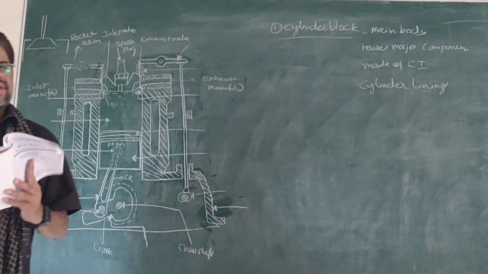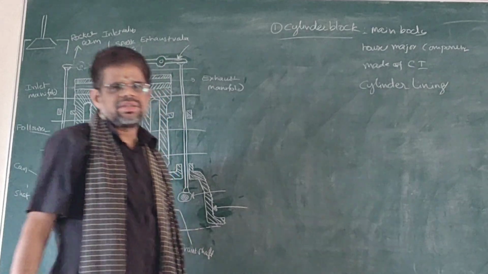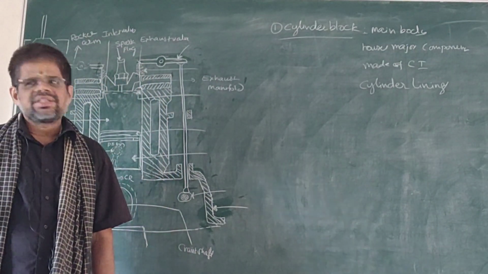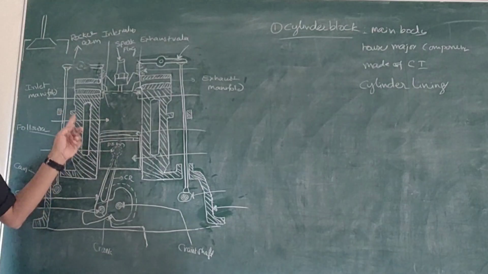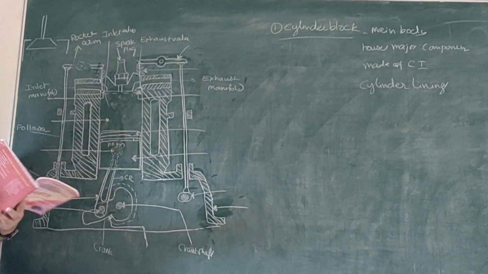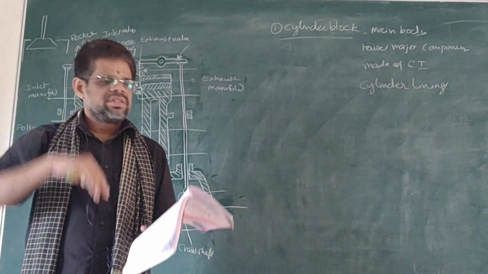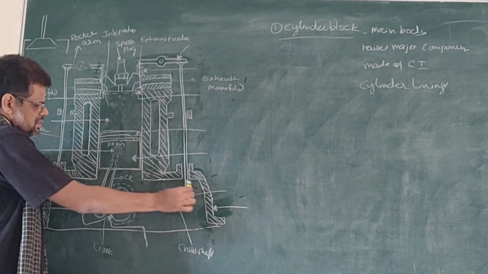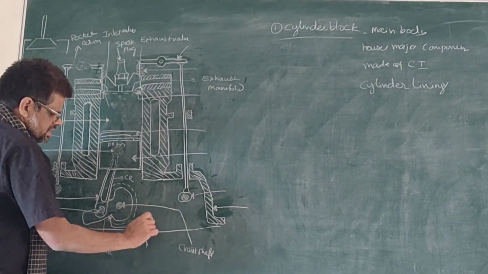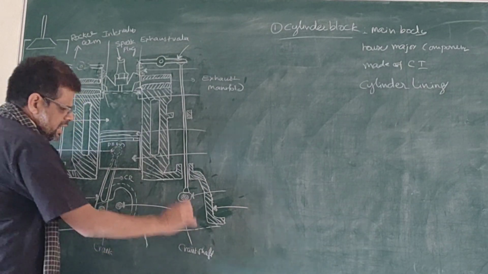The next item is the cylinder. Cylinder is nothing but the cylindrical hole inside the cylinder block. In this, the piston reciprocates up and down. And here the bottommost space is called the crankcase.